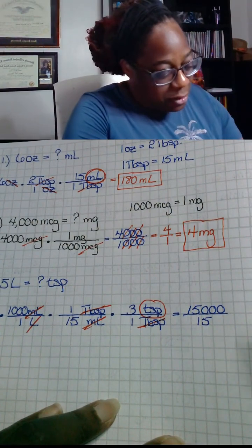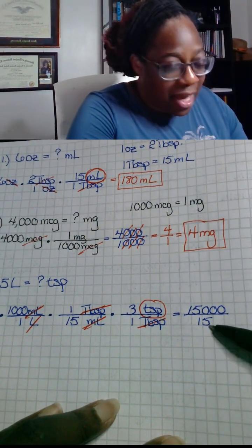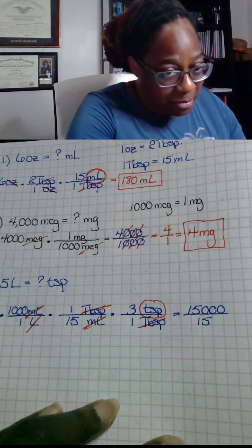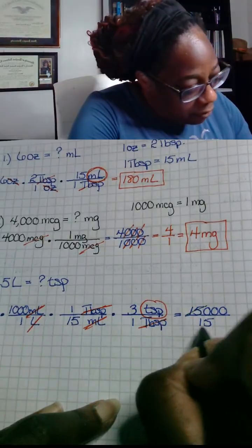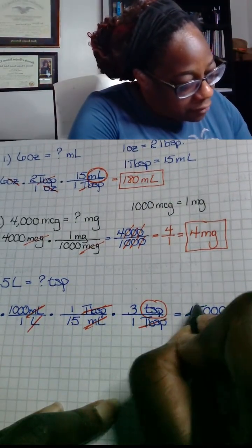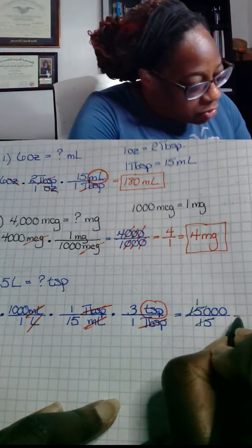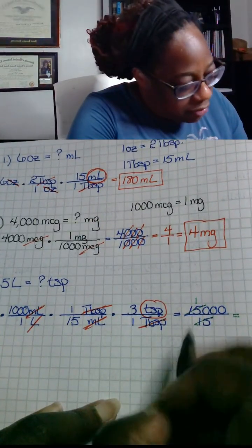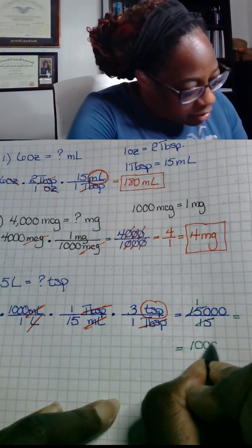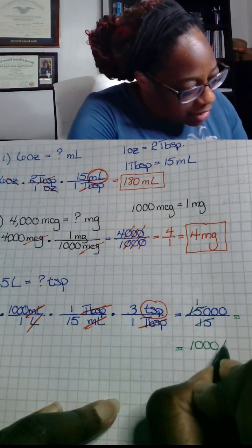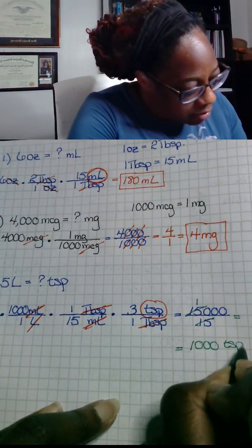All right. So 15,000 divided by 15. Yes, Brittany. Okay. 15 divided by 15 gives me 1. So we have 1,000. Let me put it down here so you can see it. So it's going to be 1,000 teaspoons.